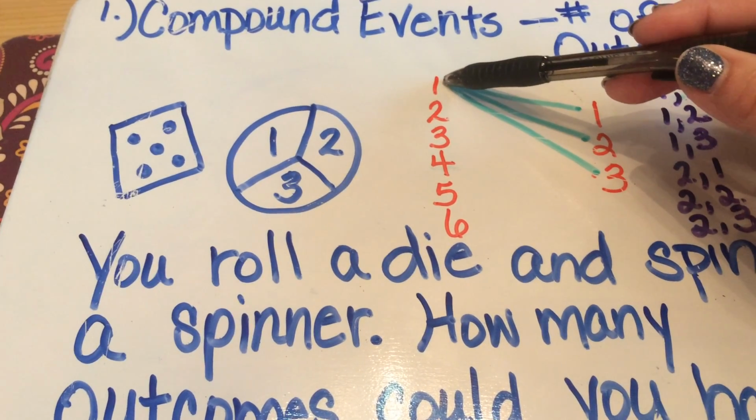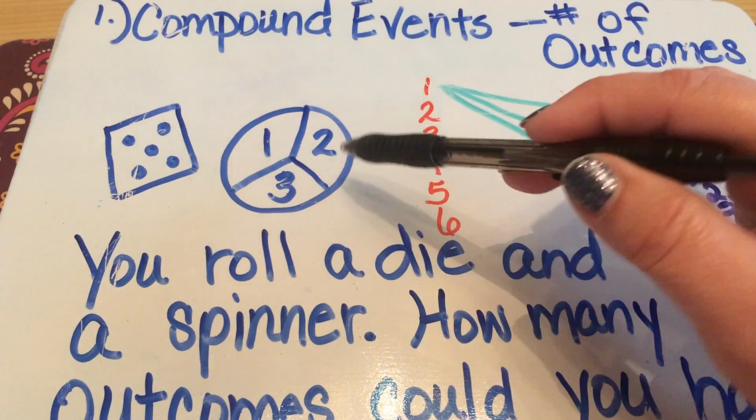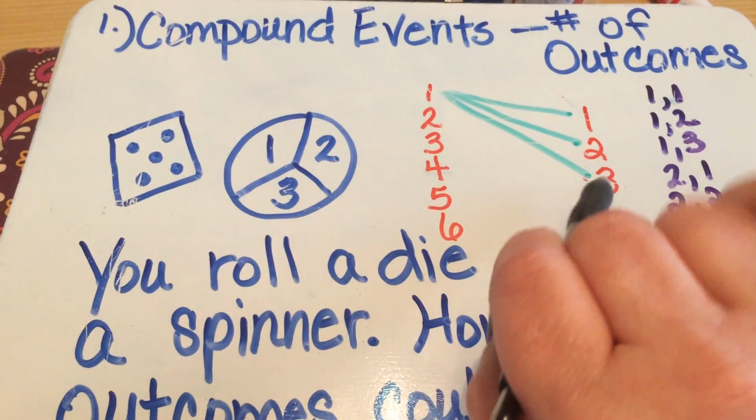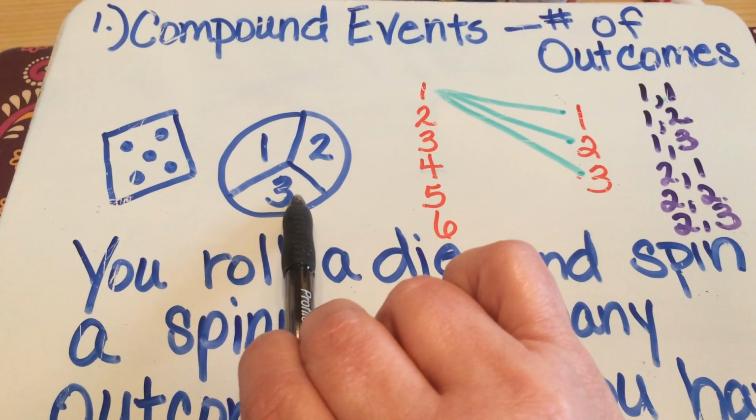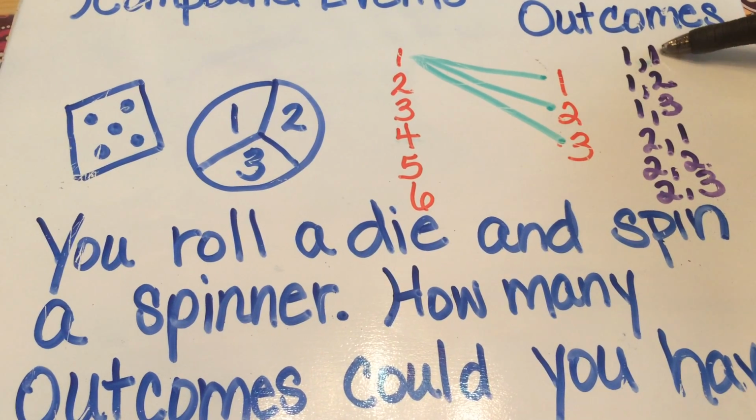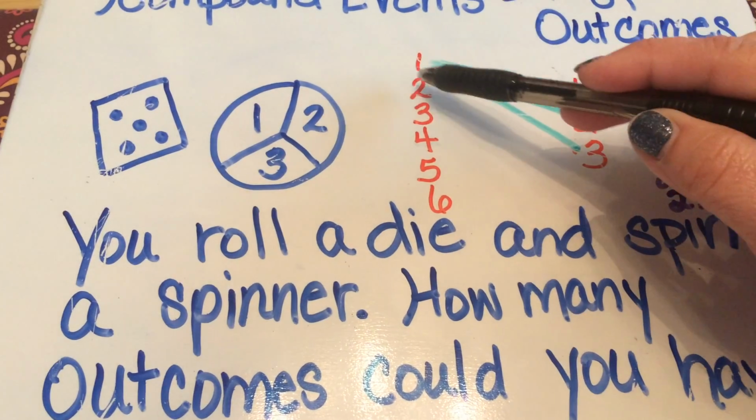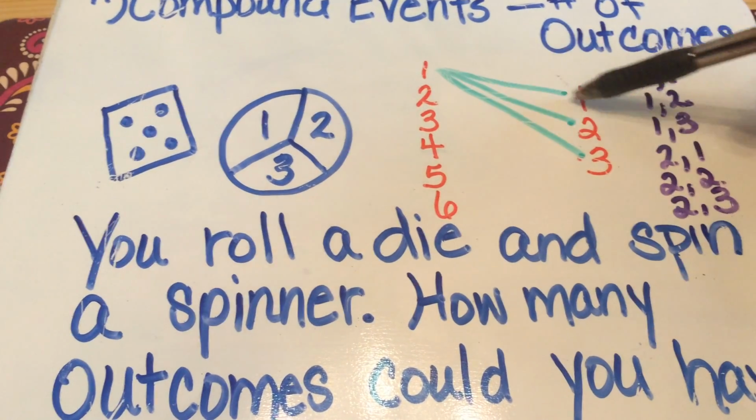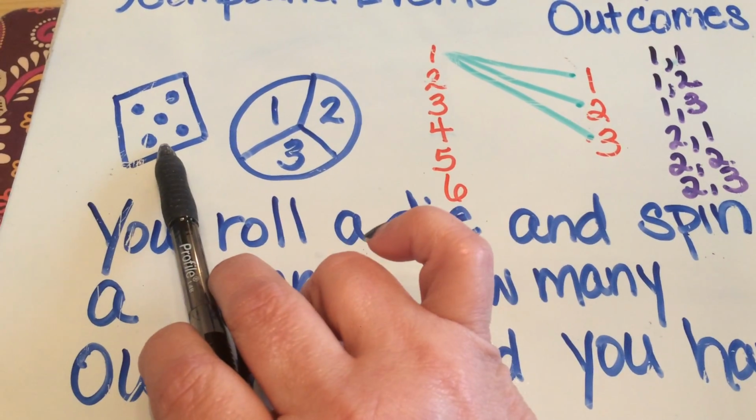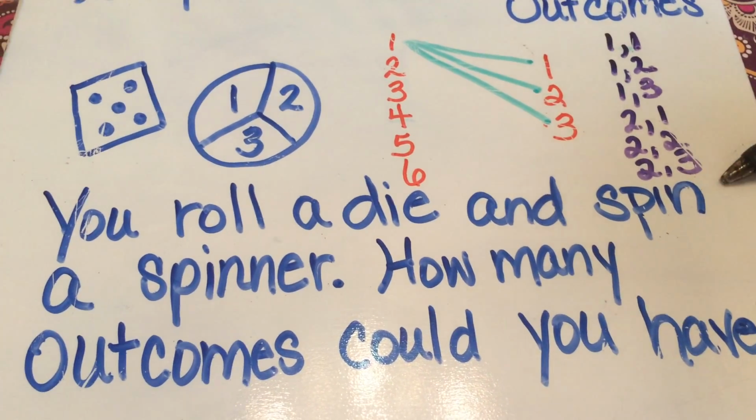So, if you rolled a 1 on the die, you could get a 1, 1, a 1, 2, which would be 1 on the die and 2 on the spinner, or a 1, 3, which would be 1 on the die and 3 on the spinner. I've made a list over here showing 1, 1, 1, 2, and 1, 3. Now, if you rolled the die again and you got a 2, you could get 2, 1, 2, 2, or 2, 3. And I added that to the list.